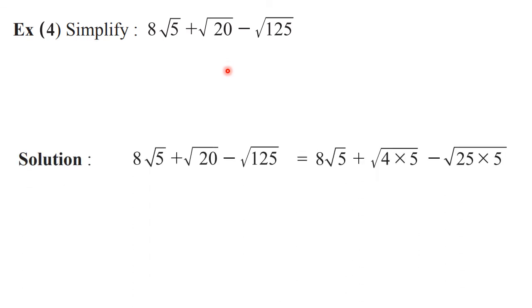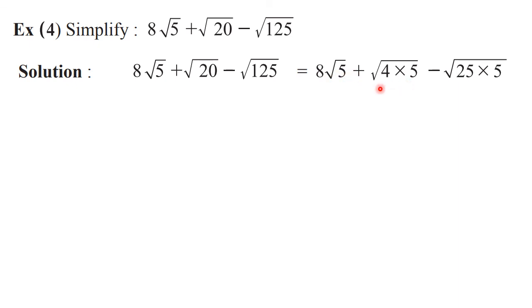So these two we will write like this. 8 root 5 in simplest form is written as it is. 20 is factorized and written as 4 into 5, and 125 is written as 25 into 5. Of course, the square root sign is going to be there. Now you can separate this. This is root 4 into root 5, and this is root 25 into root 5. So root 4 is nothing but 2, and root 25 is nothing but 5.